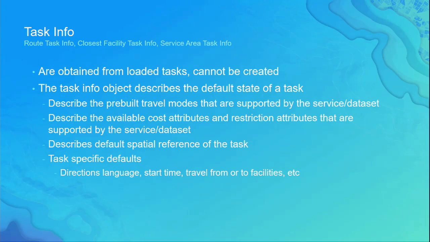So for example, by default, does the service find the best sequence of route stops? Or by default, does the closest facility task go from incident to facility or from facility to incident? If you want to reset your inputs, you would usually go to a parameter object and either recreate it, or you could repopulate them one at a time using the task info.